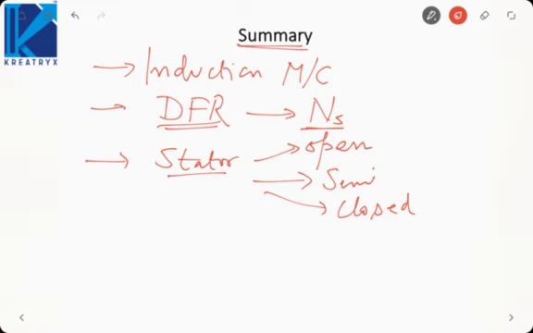So that is why we go for semi-open type of slots, whereas in synchronous and DC machines we go for open slots. Why do we go for open slots? To increase the stability of the machine.